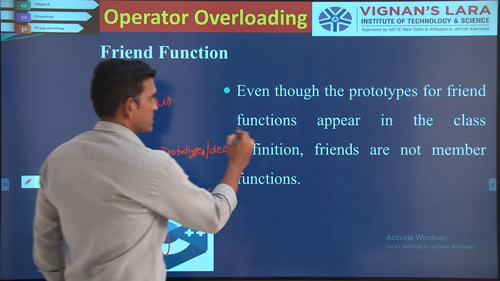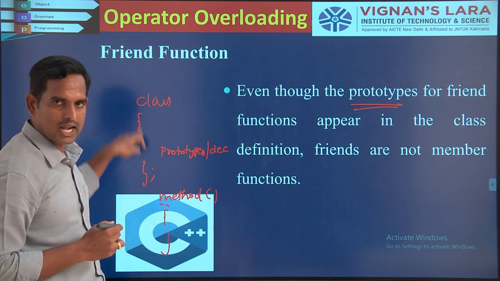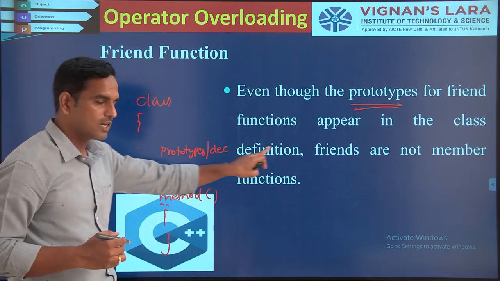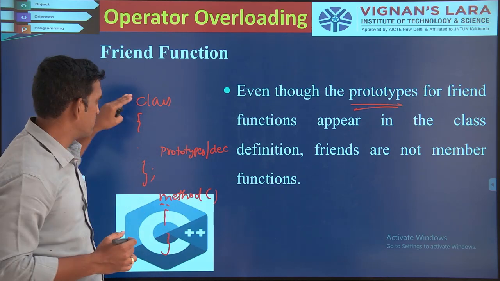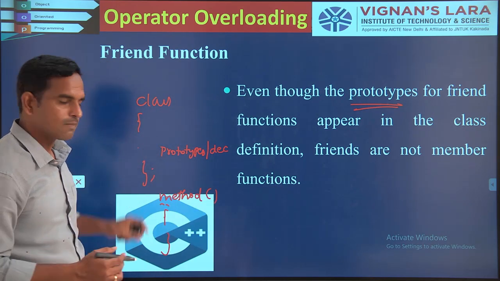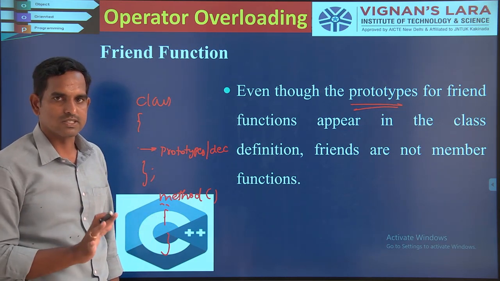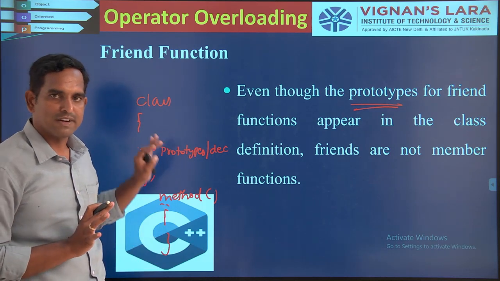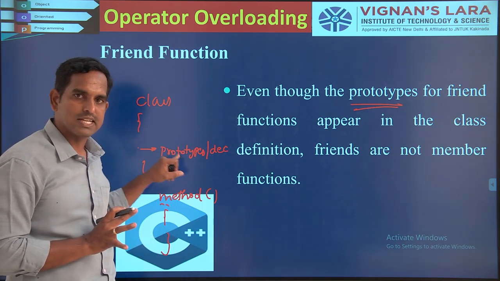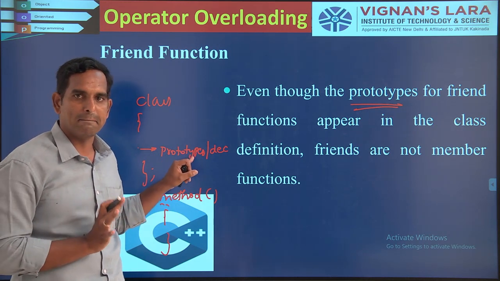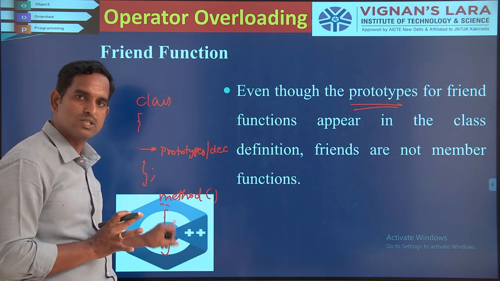So the friend function declarations will appear in the class itself, but they are not like member functions. They have other properties, but they are not like your member functions. Even though they are written inside the class, they are not member functions. You have to remember that. Your friend functions will be declared, with prototypes inside the class, but they are not member functions, and you will define your friend function outside the class.